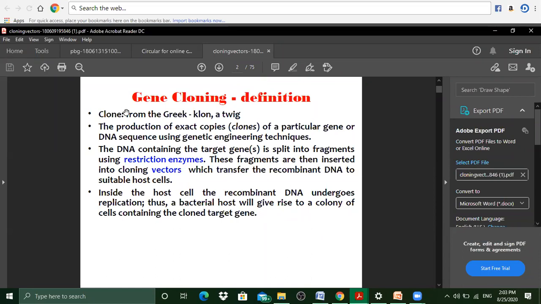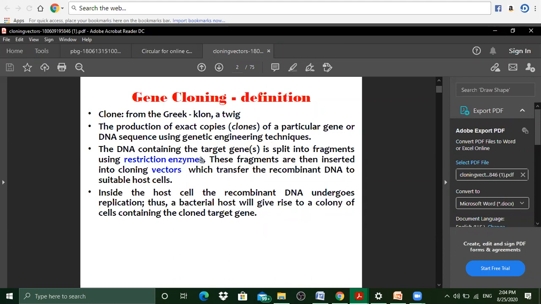What do you mean by gene cloning? The word clone is from the Greek word for a twig. So the production of exact copies, that is, those will be called clones, of a particular gene or DNA sequence using genetic engineering technique will be called what? Gene cloning. So the production of exact copies of a particular gene or DNA sequence using genetic engineering technique.